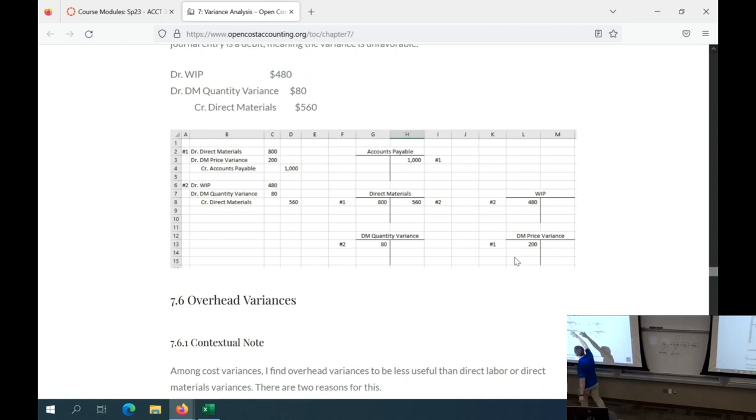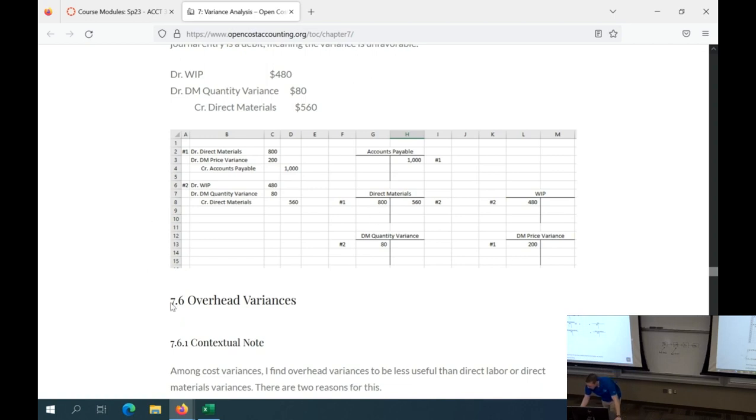And note again, as promised, there are 3 lines in each entry. And so you can deduce relatively easily one of the lines. WIP is at full standard, accounts payable is at full actual, and you can calculate one of the other lines and then not have to do a price or quantity variance calculation, if you prefer not to. You can use this journal entry system to help out with that.